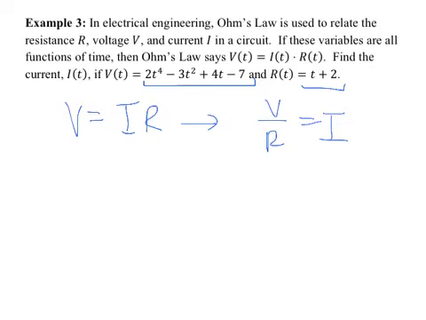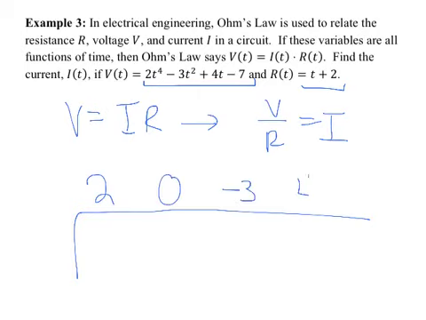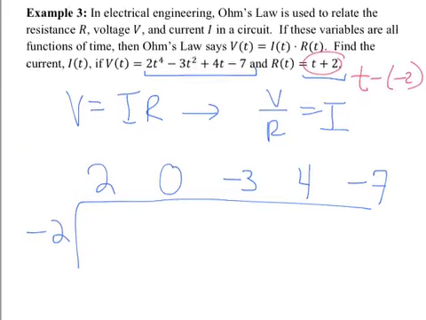So we're taking this quantity, let's put it in order. It's going to be 2t to the fourth. Now there's no t cubed. There's a minus 3t squared, positive 4t, and a negative 7. And then the c value in this problem is a negative 2. Because I see this t plus 2 here, it's really written as t minus negative 2. Let's go through this process.